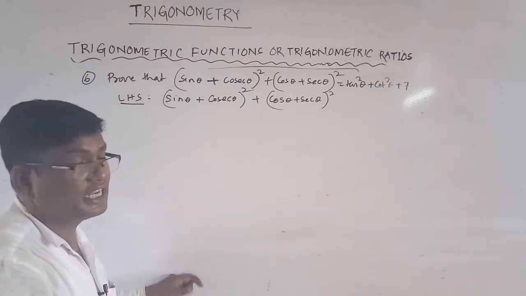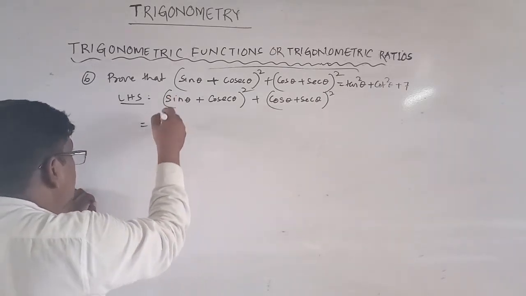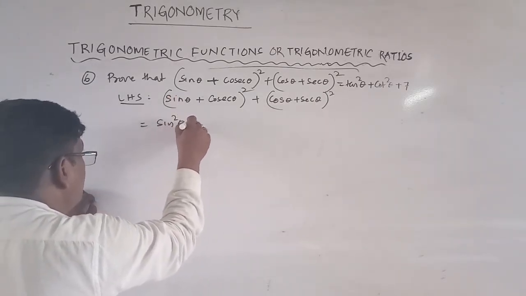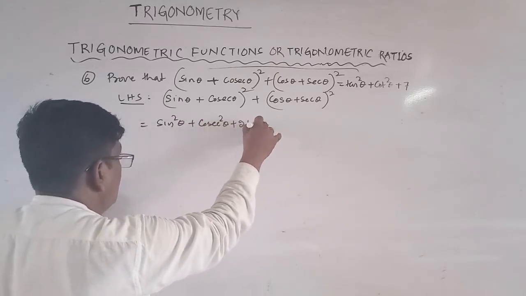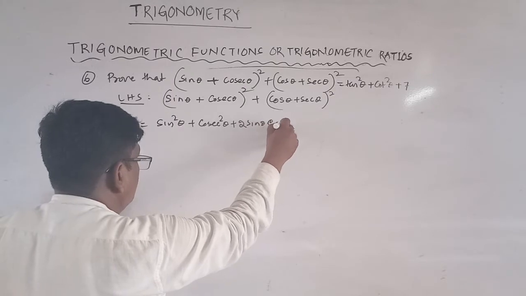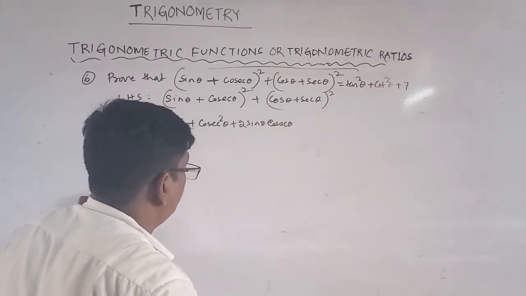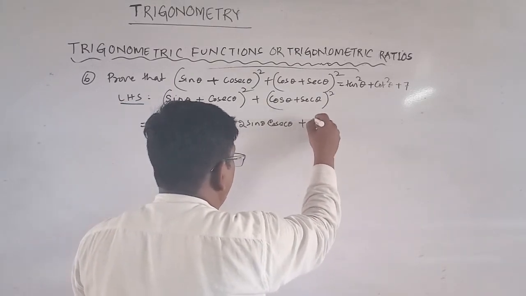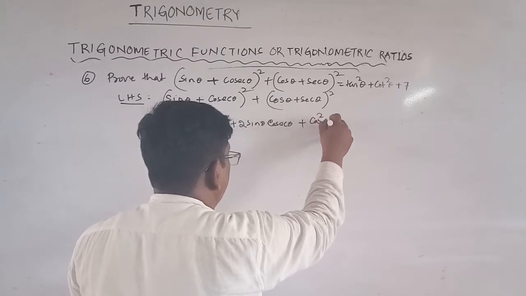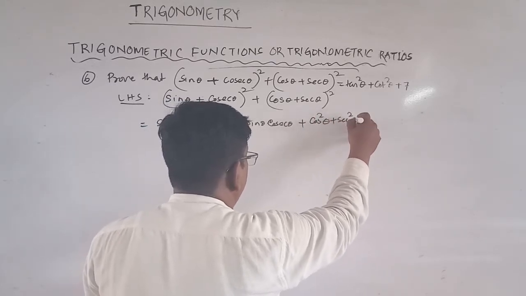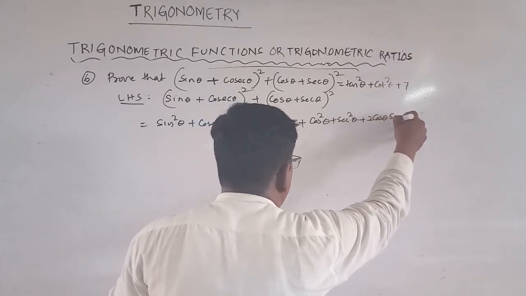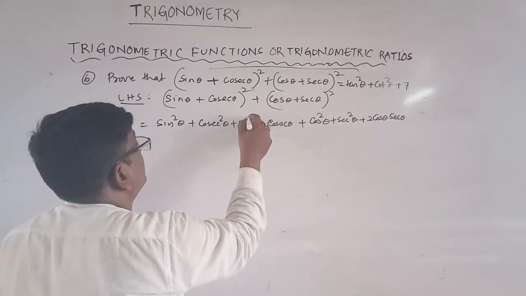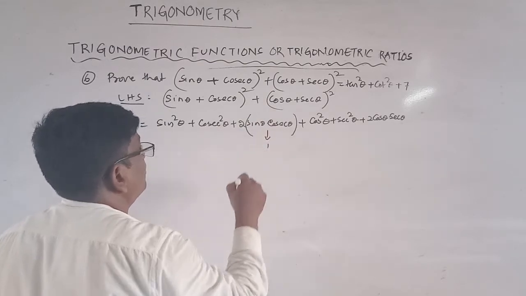Simply expand this. Apply the a plus b whole square formula: sin square theta plus cosec square theta plus 2 sin theta into cosec theta. Now apply the a plus b formula again: cos square theta plus sec square theta plus 2 into cos theta into sec theta. Sin into cosec theta, this is 1.